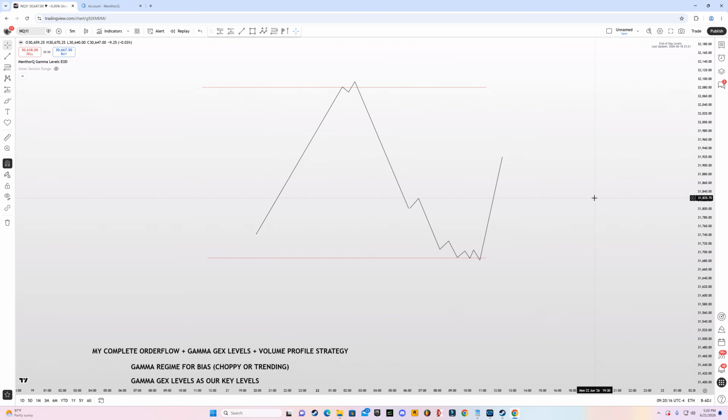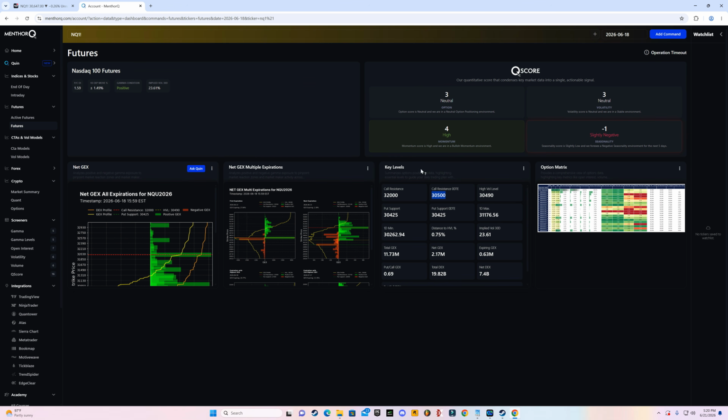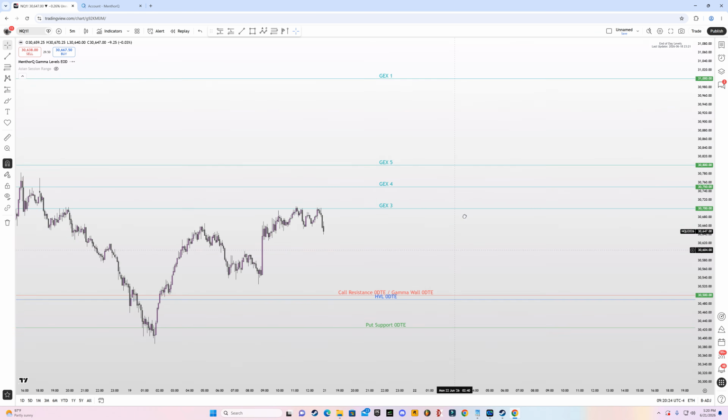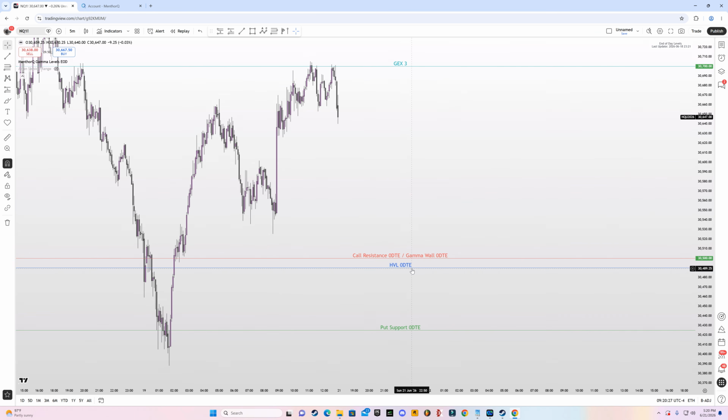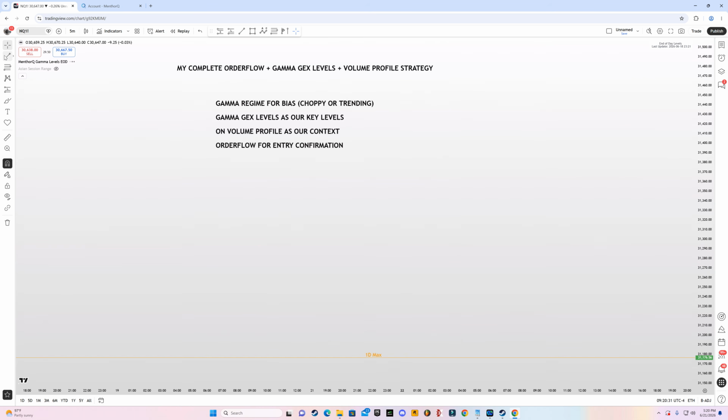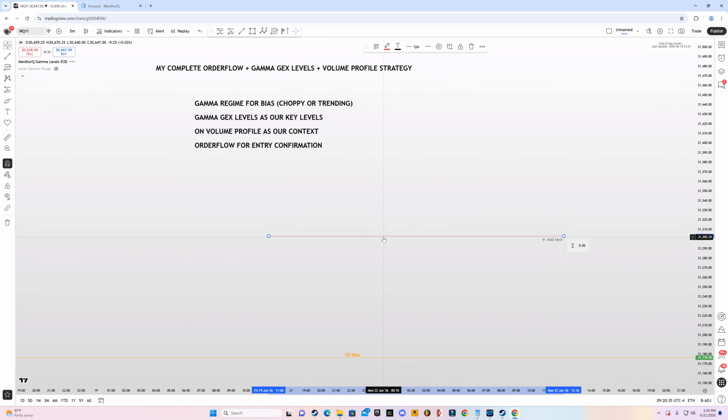But it doesn't mean that you should only use these levels. Now, we have the HVL level, which is a high volume level. So if I go here, we have HVL 0 DTE. Now, what is a high volume node? What is a high volume level? So let's say this is an HVL.